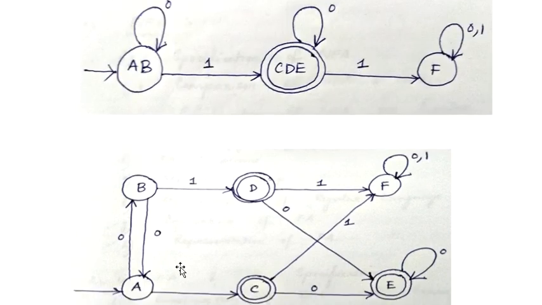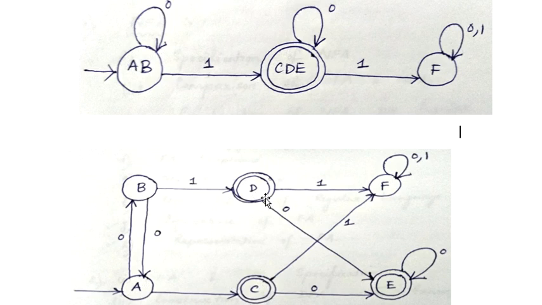Now if you look into this diagram, A and B together on input 0, where are they going? They are going to each other. B on input 0 goes to A, and A on input 0 goes to B. So these two will be in the same state for 0. A on input 1 goes to C, B on input 1 goes to D. Definitely A and B together on 1 will go to CD. CD is on this state, so I will mark it as 1.